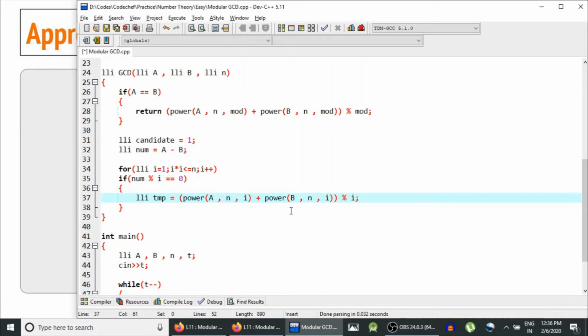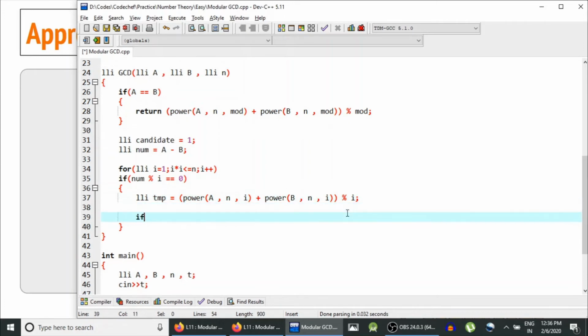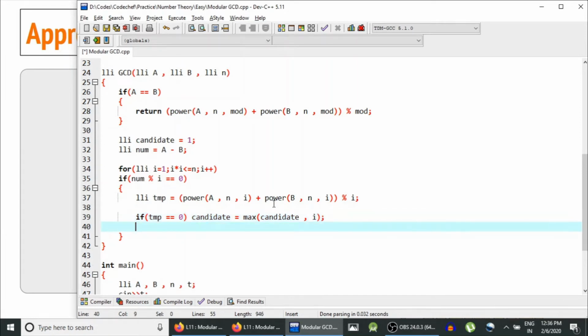So what is this? This is a raised to power n modulo I plus b raised to power n modulo I, and then finally modulo I, since I is the current candidate. If temp is 0, that means I divides a raised to power n plus b raised to power n. In that case we would update candidate to be maximum of candidate comma I, because I is the current divisor.